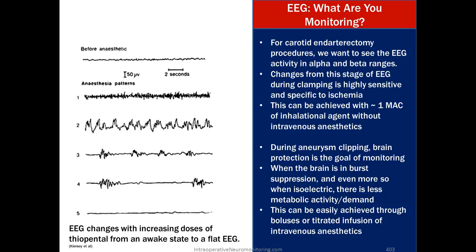This can be easily achieved through boluses or titrated infusion of intravenous anesthetics. So if you're doing these clippings and you're looking for neuroprotection, your goal is to make sure you stay in a very slow brain activity, so it doesn't have the same metabolic demand when they clip that aneurysm. There are papers that show a significant difference between isoelectric and burst suppression, whereas you will have a much lower metabolic activity when you're in isoelectric.